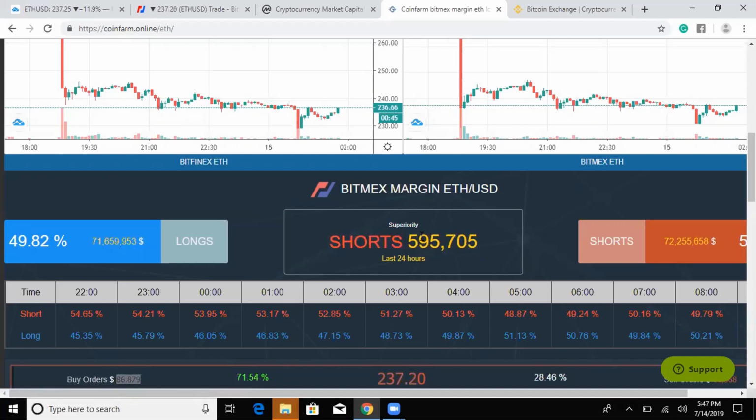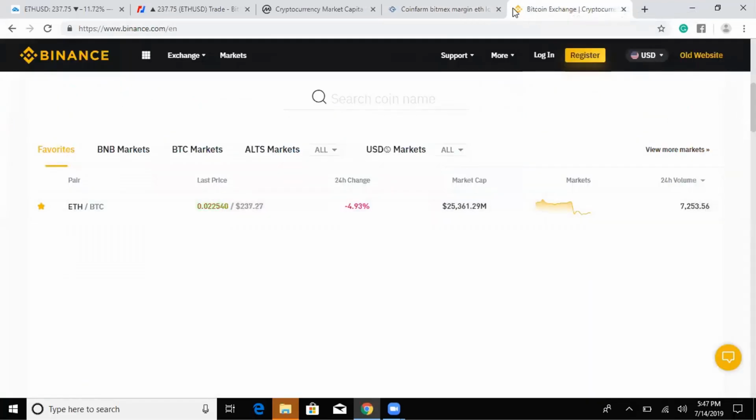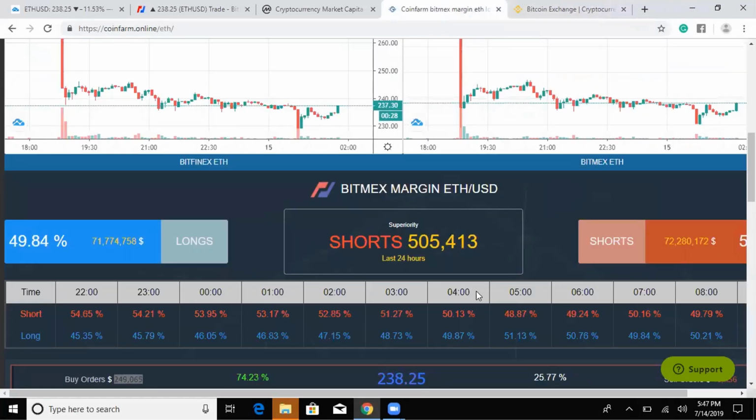So that's just the three ways I use to determine what direction the market is going. I look at the trades, the order books, compare them with the recent trades, and then I look at Binance, the 24-hour volume, and then I look at CoinFarm. Who's superior? Is it the bulls or is it the bears?